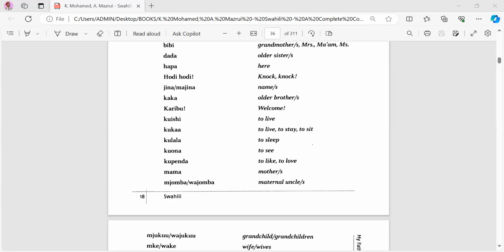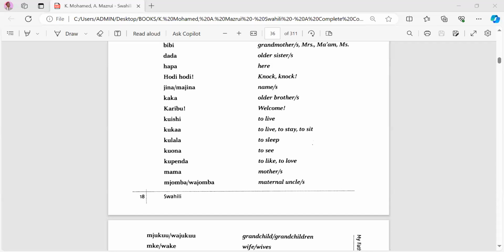Kukaa, to live, to stay, to sit. Kukaa means stay, live, or sit. Sit, like sit here, kaa chini. When they say kaa chini, it means sit here. It can also ask you, unakaa wapi, which means where do you stay? So those are the meanings of kukaa.